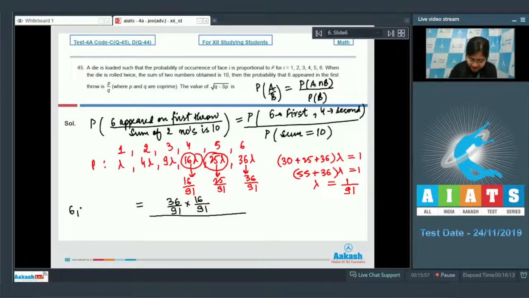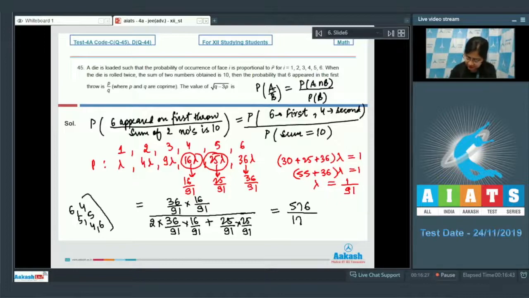How can we obtain the sum as 10? If we obtain numbers on the dice as this, then in the denominator we have 36 by 91 into 16 by 91, 2 times, plus the probability of occurrence of 5, that is 25 by 91 into 25 by 91. Solving this we will get it equal to 576 divided by 1777. So the value of root of q minus 3p will be equal to 49. So the required answer is 7.